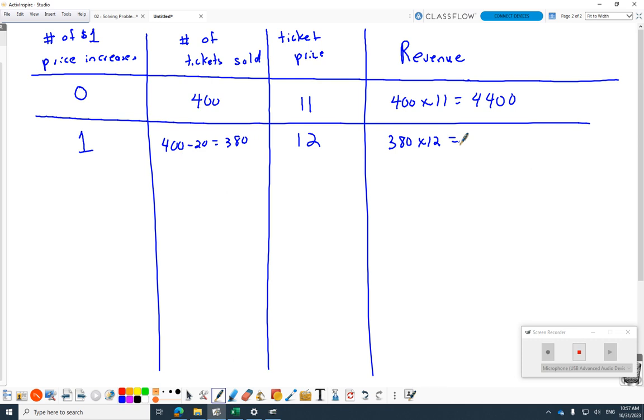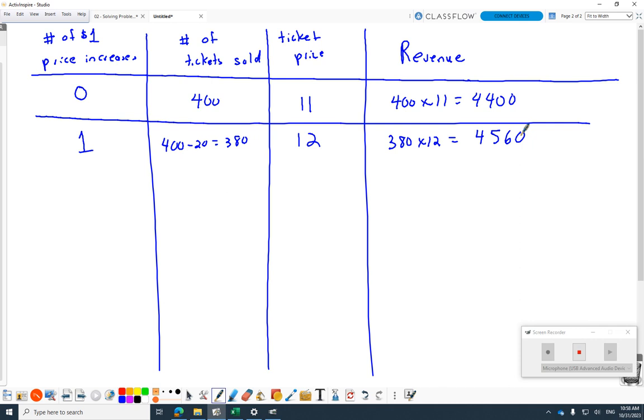Does that make us more money? $4,560, it does. It's so counterintuitive. You're like, you sold less tickets, but you made more money? Yeah, because we got an extra $1 out of all these 380 people. It more than made up for it. This is why some stadiums are not, they don't push for selling out. They know they're going to make more money if they don't sell out. Weird.